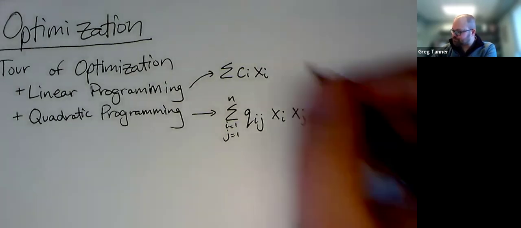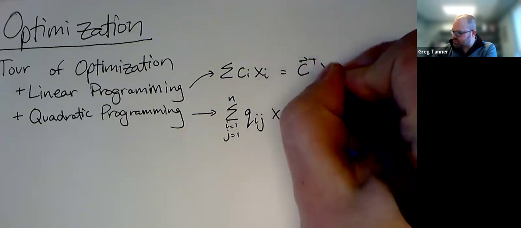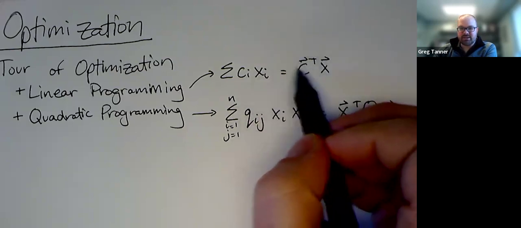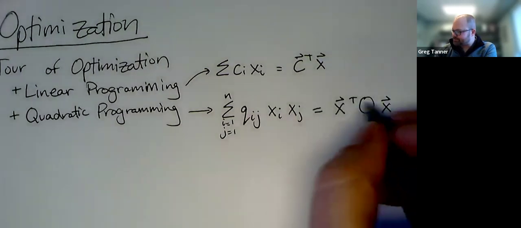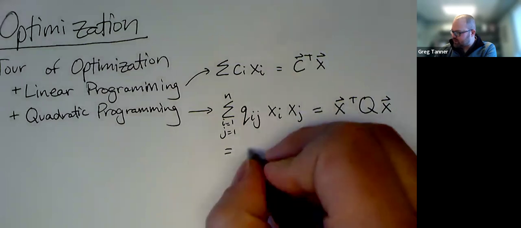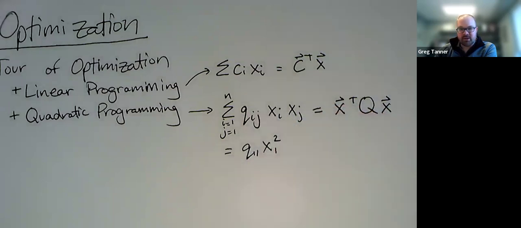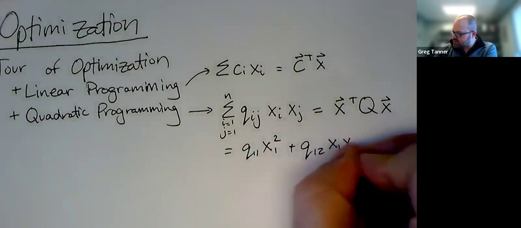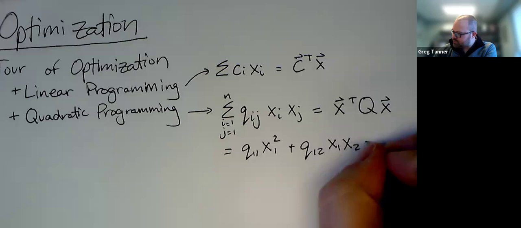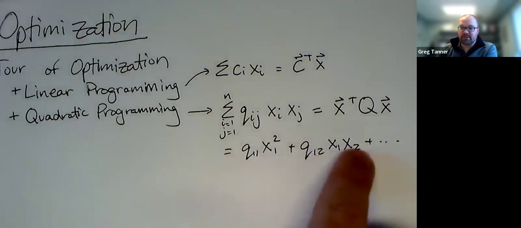Whereas on the other hand, a linear objective usually looks like c transpose x, where c is our vector of coefficients and x is our vector of decision variables. And so, for example, you might have q_11 x_1 times x_1, so x_1 squared, plus q_12 x_1 times x_2, plus and so on. Quadratic objectives will include some of your decision variables squared, as well as products between your decision variables.